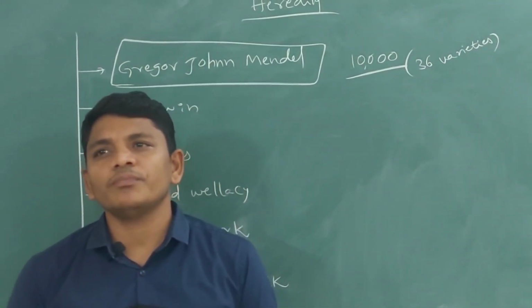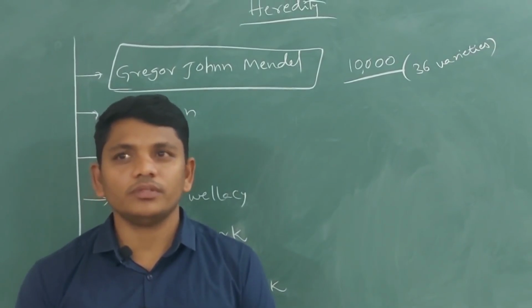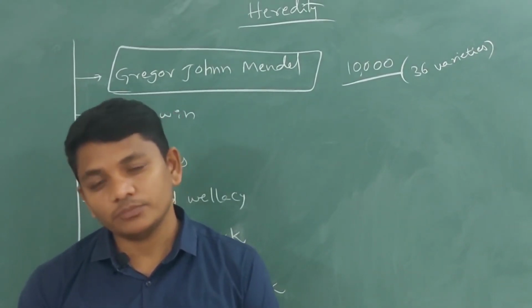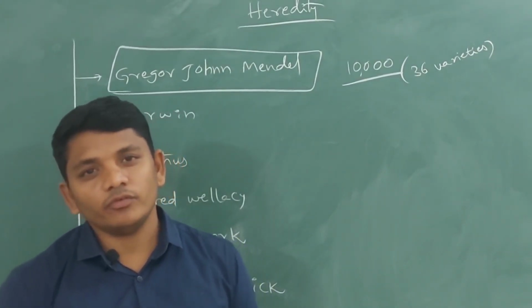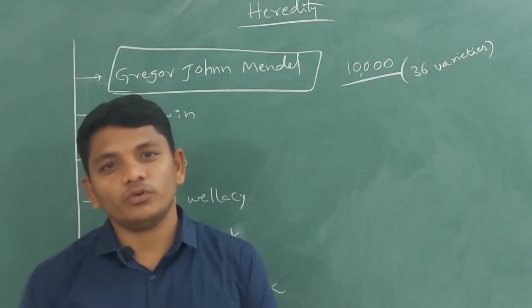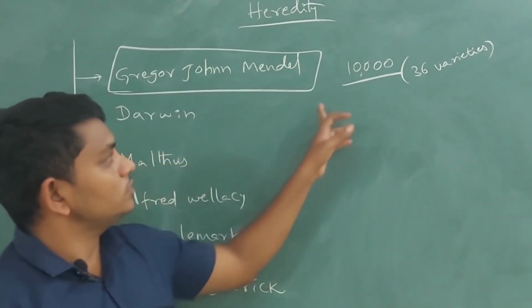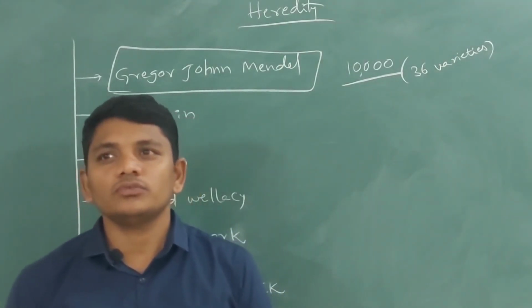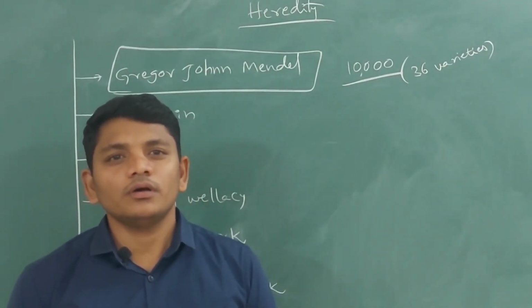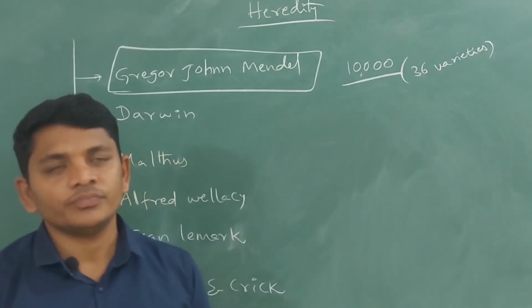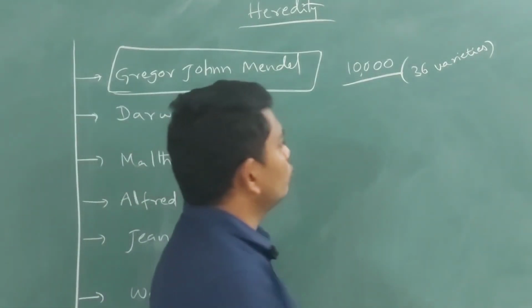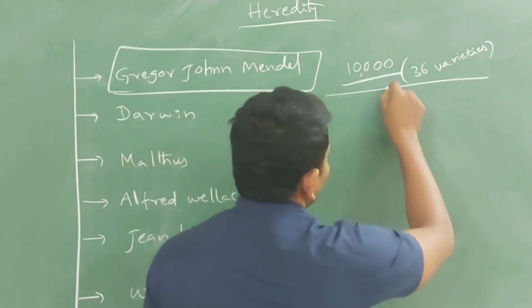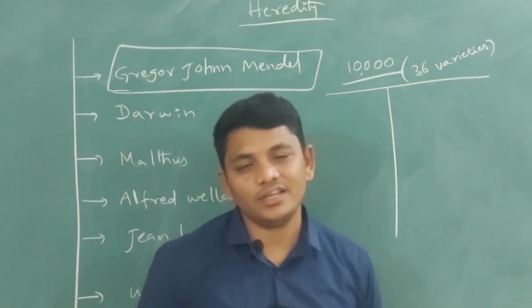36 varieties of plants he had observed in his life for knowing the evolution process. So 10,000 plants and 36 varieties of plants he had observed in his life, and finally he had concluded three theories.